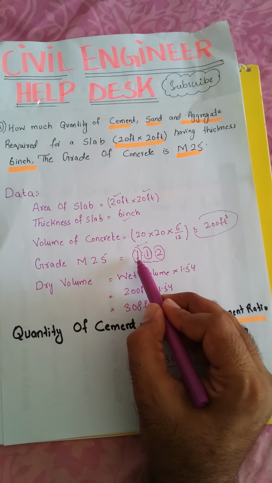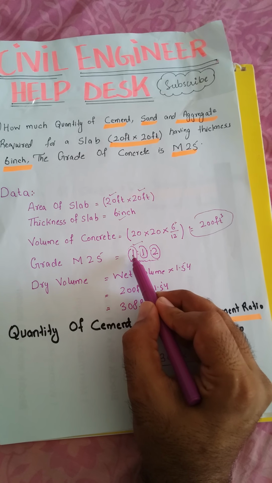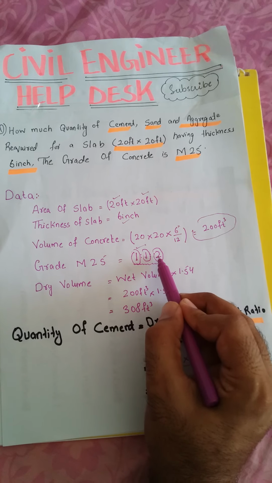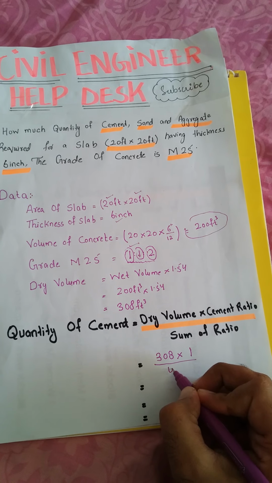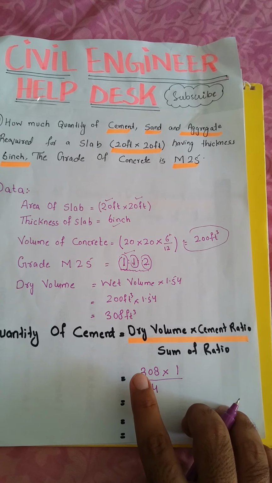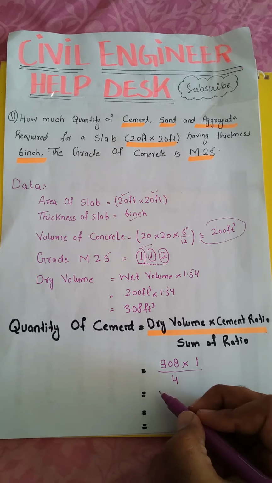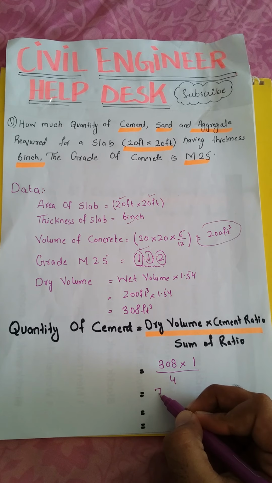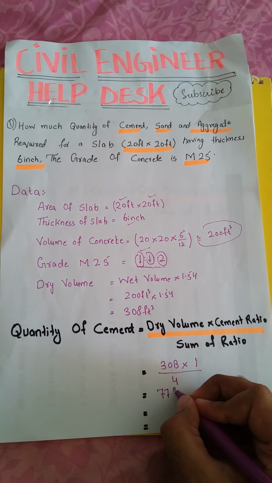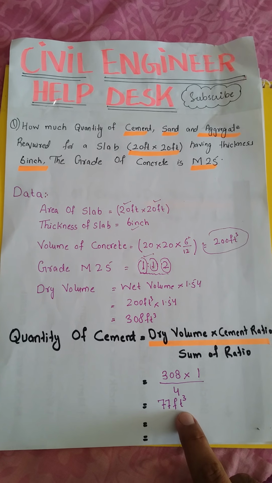Sum of ratio we get here: 1, 1, 2. We will add them: 1 plus 1 is 2, plus 2 is 4. So the sum of ratio is 4. Now we will multiply this with this and divide by 4. After solving we get 77 cubic feet. So the quantity of cement required for the 20 feet by 20 feet slab is 77 cubic feet.